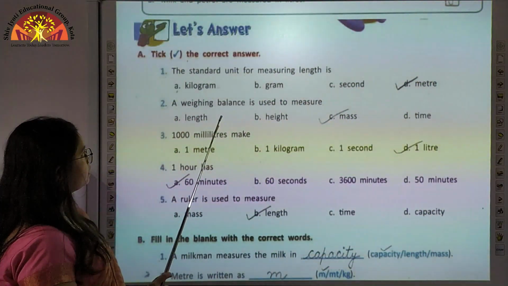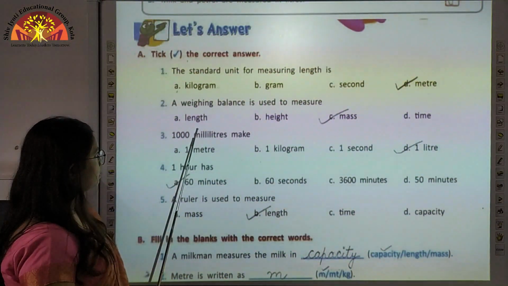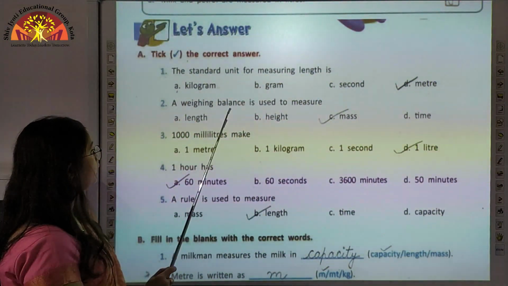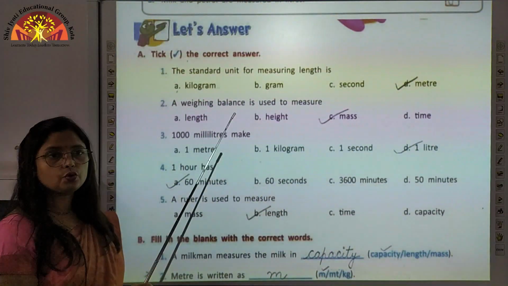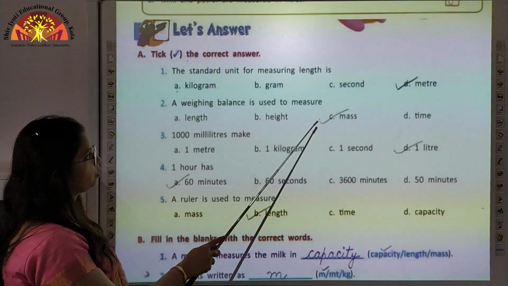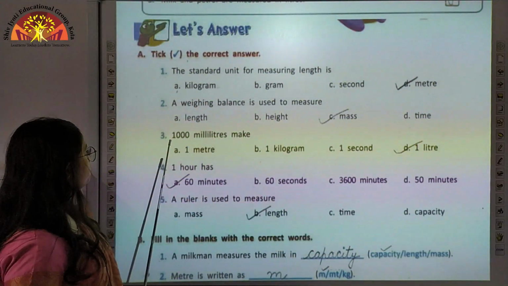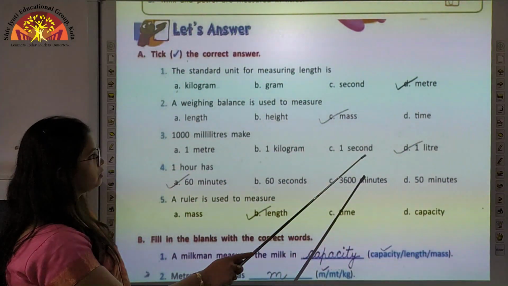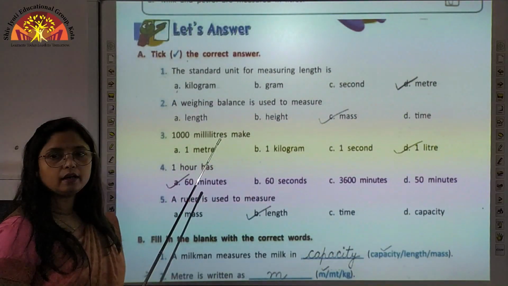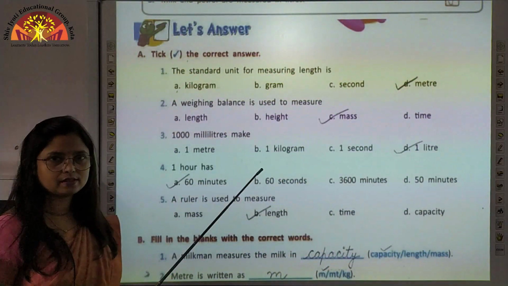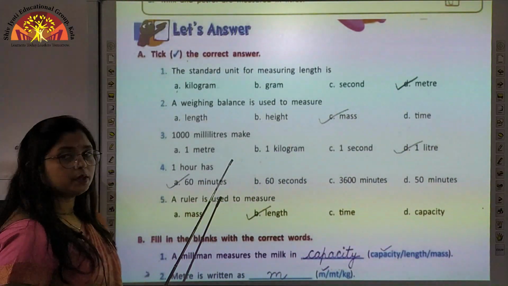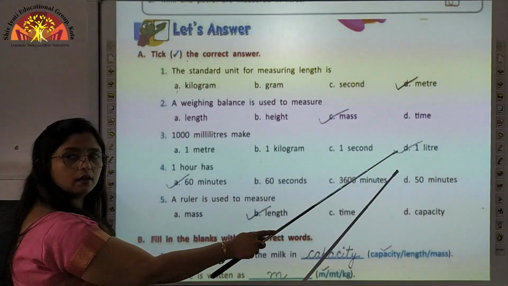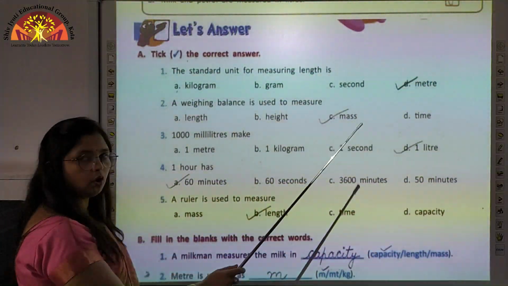A weighing balance is used to measure length, height, mass or time. So again children, a weighing balance, as I have told you, is used to measure the mass of an object. So, we will put a tick mark on C option. Then, 1000 milliliters make 1 meter, 1 kilogram, 1 second or 1 liter. Milliliter is the unit used to measure capacity, and another unit used to measure capacity is liter. So, here 1000 milliliters equals 1 liter. So, we will put a tick mark on D option.